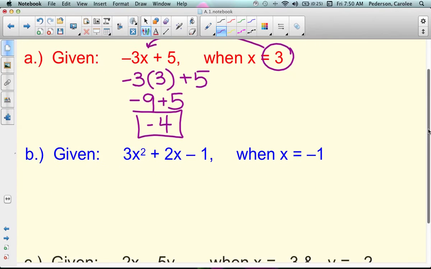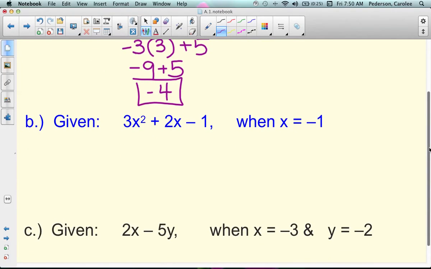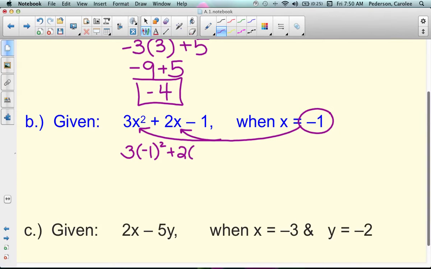Second example, the expression is 3x squared plus 2x minus 1. And we want to evaluate it when x equals negative 1. So we're going to substitute negative 1 in here and negative 1 in there. So 3 times negative 1 squared plus 2 times negative 1 minus 1. We do our order of operations, we are doing our exponents first. So negative 1 times negative 1 is 1. I'm just going to leave everything else alone in that expression.